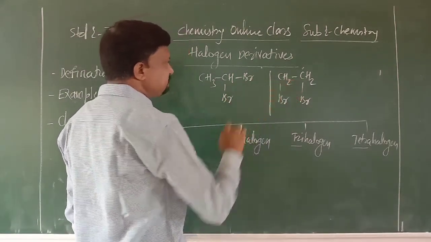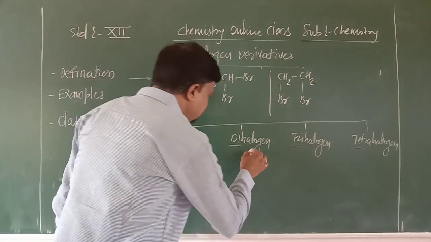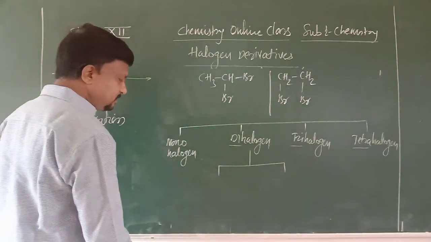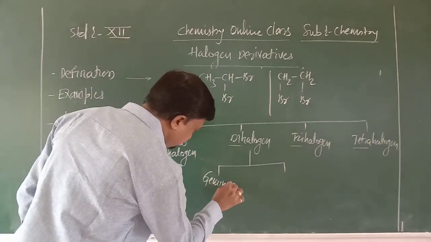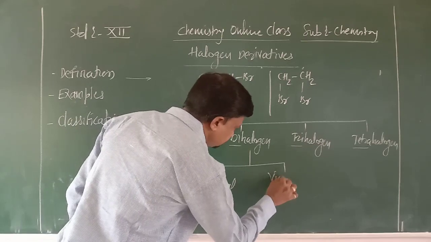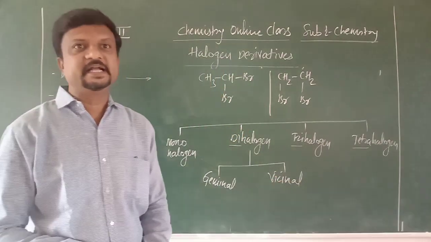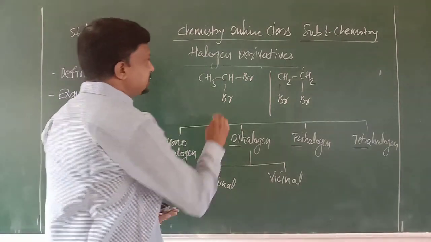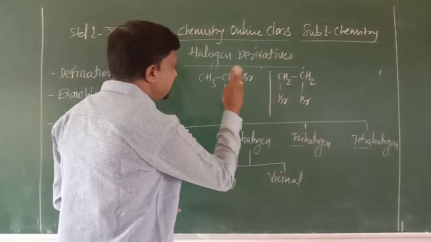But these two examples are again of different types. Or we can say that these dihalogen derivatives, or dihalides, are further classified into two types. One is called the geminal dihalide, and the second is said to be the vicinal dihalide. Now see the first one. We have to discuss which one is geminal and which one is vicinal.